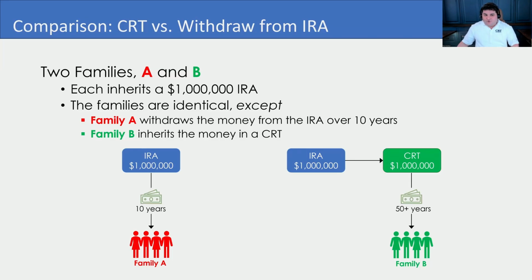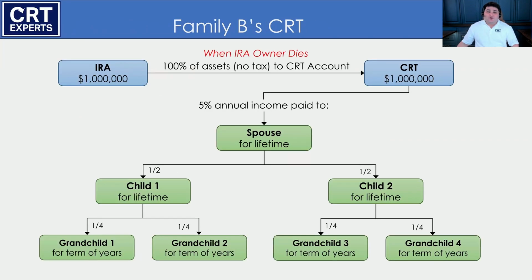So for family B here, the first thing I want to look at is how they structured their CRT. So we'll look at who the beneficiaries are and how they set it up. So we can see here that the spouse, the IRA owner's spouse, is our initial income beneficiary. They have two children.